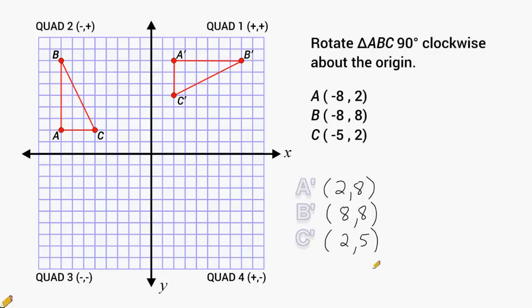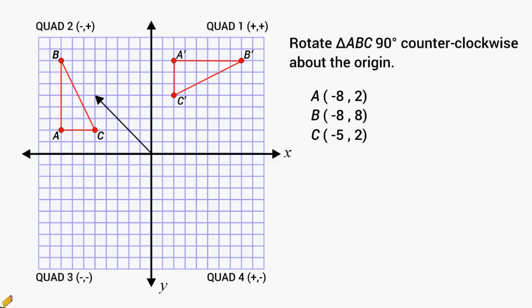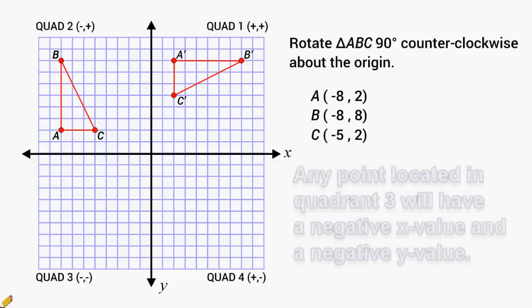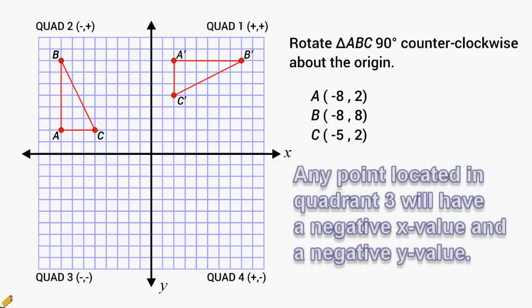Okay, let's take the original triangle that was located in quadrant 2 and rotate it 90 degrees counterclockwise around the origin. If you take a look at the arrow in the screen, you can see what direction counterclockwise is. So we are going to be rotating our triangle from quadrant 2 to quadrant number 3. Now, the original points located in quadrant 2 had a negative x value and a positive y value, and when rotating to quadrant number 3, any point located within that quadrant will have a negative x and a negative y value.